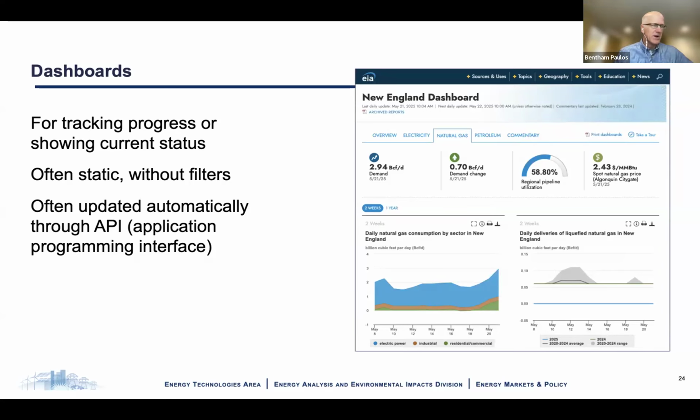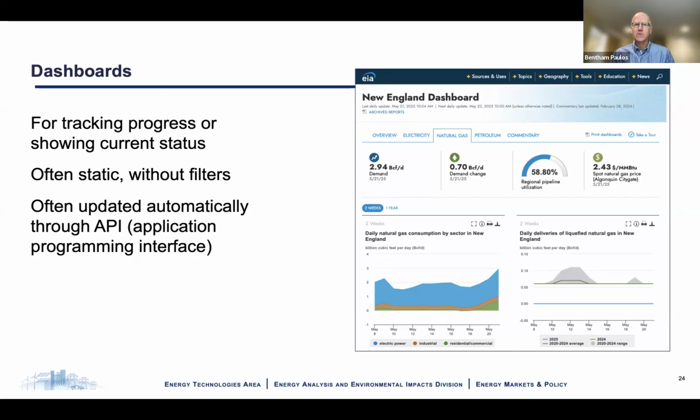So once you've started combining things, then it's time to think about whether you're up for a whole dashboard. EIA has started making dashboards, so you can make your own customized dashboards, which are very cool. They're especially useful for tracking progress or showing the current status of something. They are often connected to data that is automatically updated. It's called an API, or an application programming interface. By connecting to an API, the dashboard or the data viz will change as the data changes. So it's easy to keep it up to date.